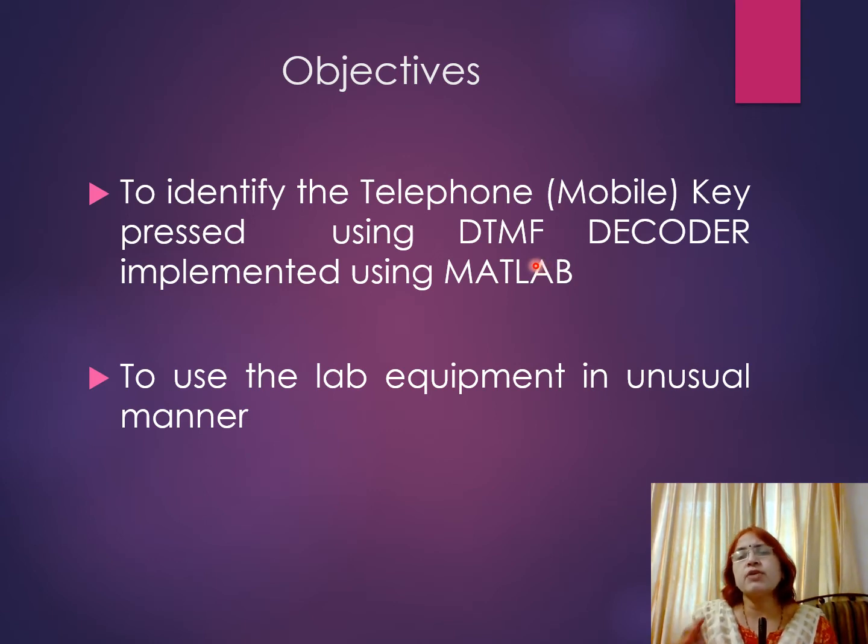Now what exactly we are going to do here? We are going to press a telephone key and then we are going to record its sound using speaker and mic arrangement. Then after that, using that sound file, we are going to write down a MATLAB program for implementing the DTMF decoder. And then we are going to identify which numbered key is pressed. So the key number will be displayed on the command window. That will be our final result.